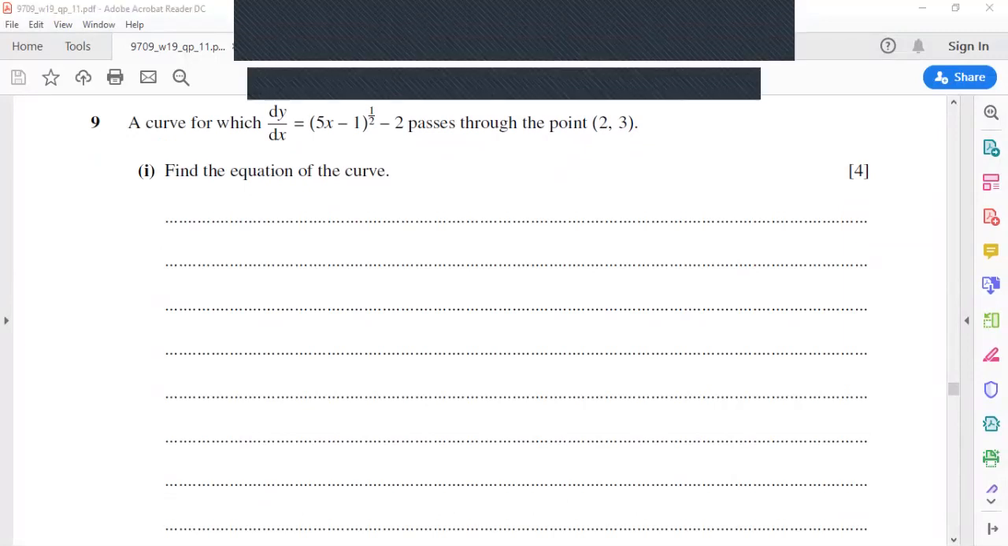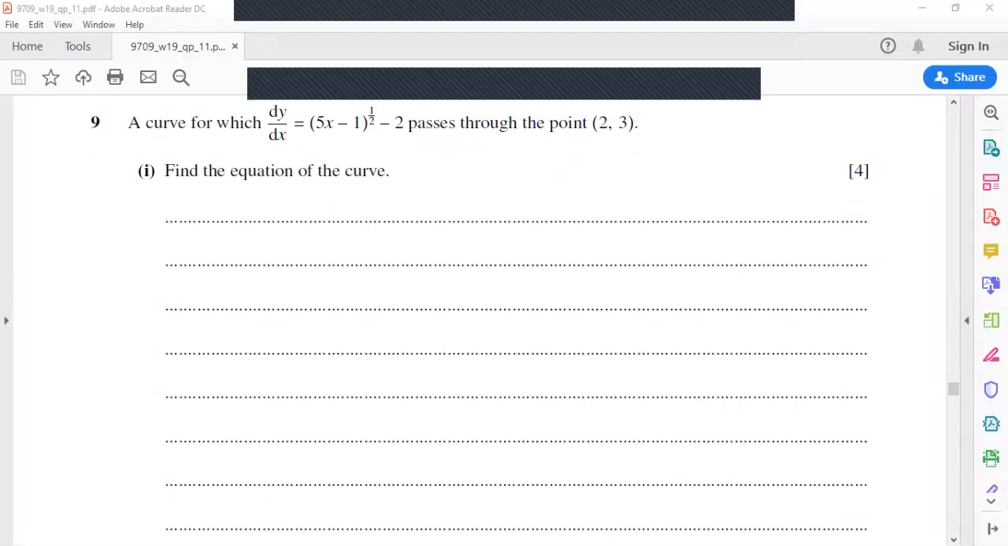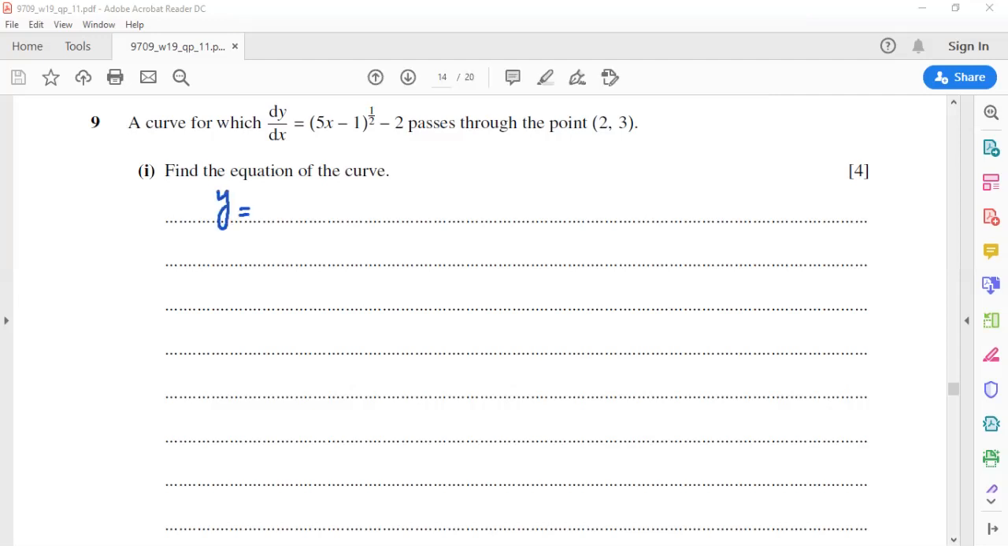Now here you see that he's asking: a curve for which dy by dx is equal to this passes through the point (2, 3). Find the equation of the curve. We know for finding the equation of the curve we have to integrate it. So let's start integrating it. y is equal to the integral of (5x minus 1) power 1 over 2 minus 2 dx.